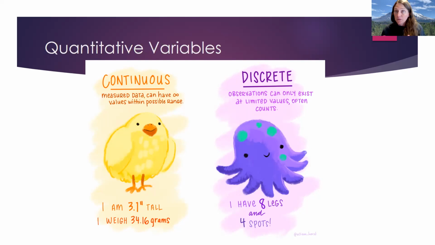A different kind of quantitative variable is called a discrete variable. And a discrete variable might be something that you could count. And so you wouldn't have partial or decimal values, but you'd have, like, this little octopus has 8 legs and 4 spots. Those would both be called discrete variables, and they are integers often, something that's countable that wouldn't usually have a part or a piece or decimal. So those would both be quantitative variables.